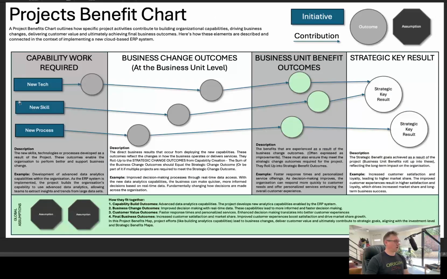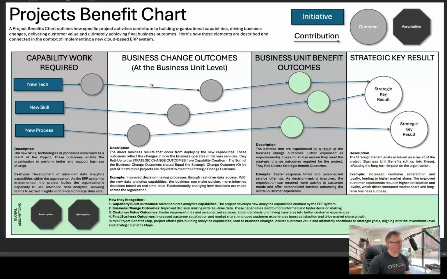Cool. And then we take that and turn it into a project benefits chart. So what strategic key result are you after? And we start to look at the business unit benefit outcomes that feed into those strategic key results. They don't necessarily cause those strategic key results to be fully met, but they may contribute to it, because you may have various different business unit benefit outcomes that result in overall a strategic key result being met, not necessarily from one capability here.